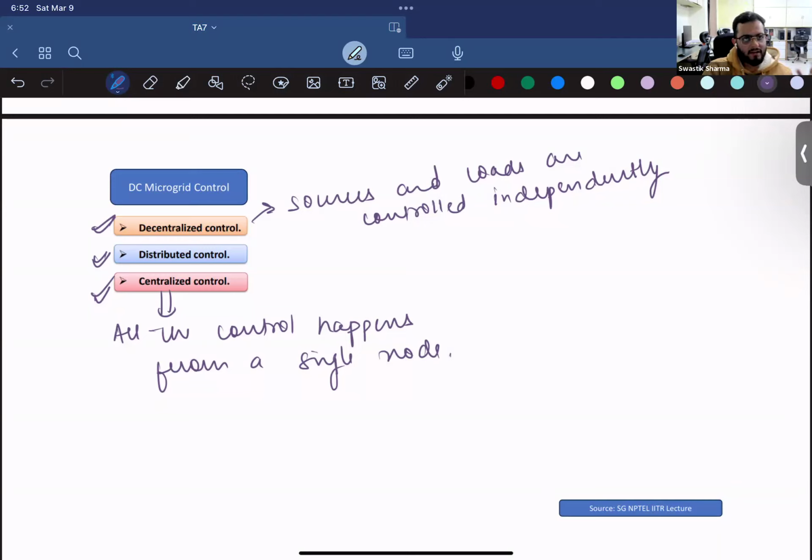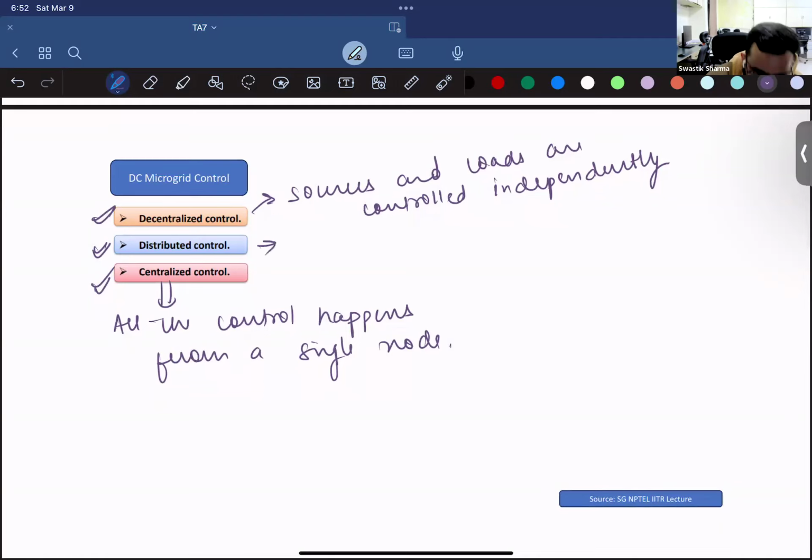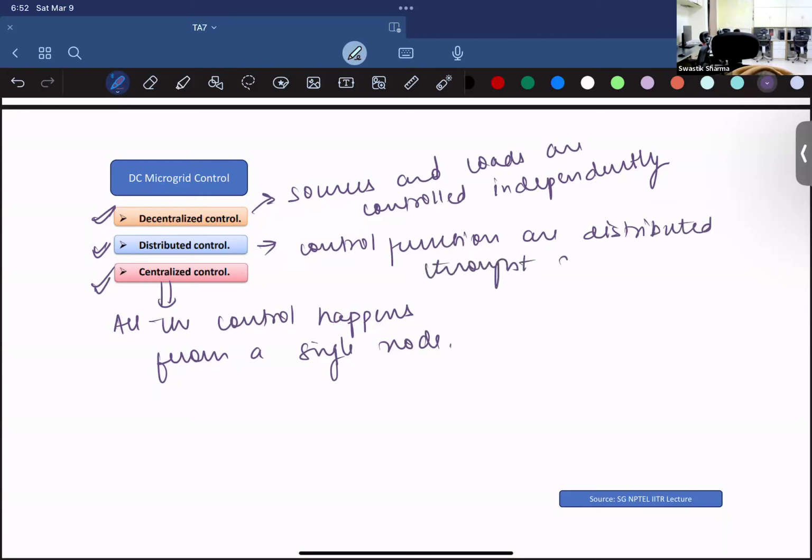In distributed control, to maintain reliability and to make sure there is no single central function causing control in devices, the control functions are distributed throughout the network. So you could have multiple central operators. In this way, we can maintain reliability.